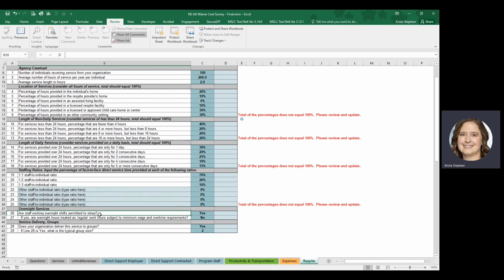The next section is to ask, if you provide overnight services, are staff able to sleep at night? You'll indicate yes or no. And then if yes, are the overnight hours treated as regular work hours subject to minimum wage and overtime requirements? And you can select yes or no here. And the last question is related to service delivery in groups. If you provide respite services in a group setting, then please indicate what the typical group size is for that service.